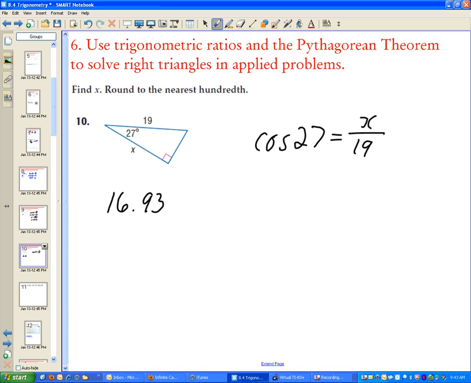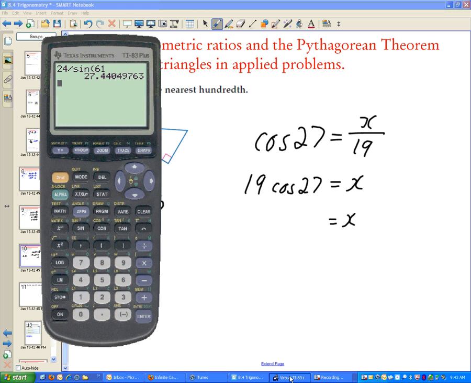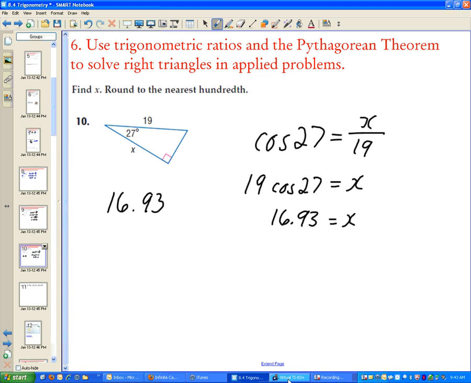Multiply both sides by 19. That gets rid of the fractions. So 19 times the cosine of 27 equals x. Hey, that also got x all by itself for us. So we've solved it. Now we need to simplify our answer. So we use our calculator. 19 times the cosine of 27. And we get 16.9, then 29 rounds to 3. So 16.93. You with me?